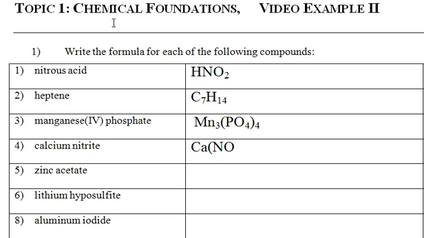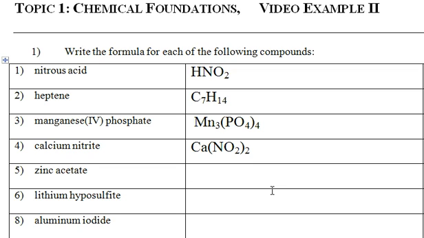The reason why I put parentheses around the nitrite is because calcium has a +2 charge and nitrate has a -1 charge, as does nitrite. So I need 2 of the nitrite ions to balance this out. So our final equation should be Ca(NO2)2 for calcium nitrite.